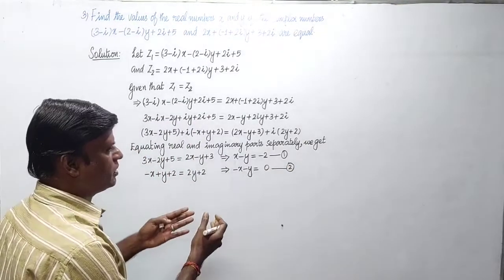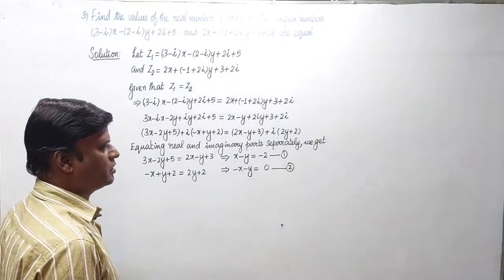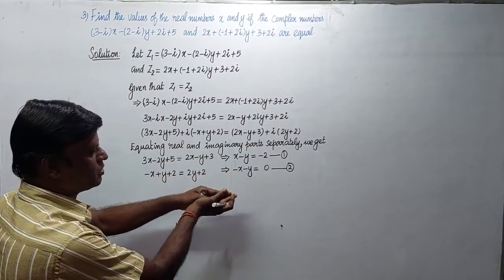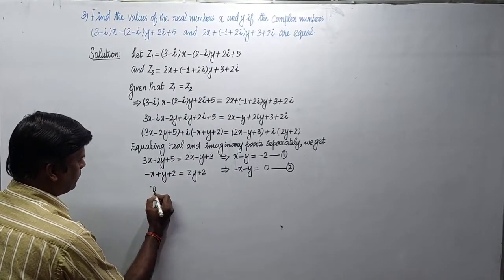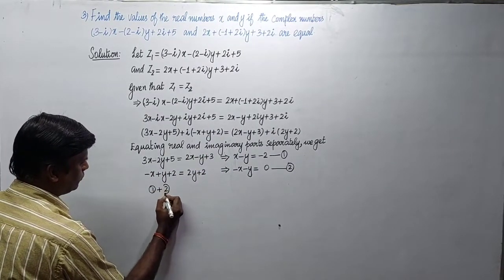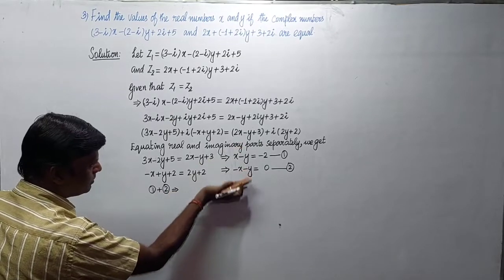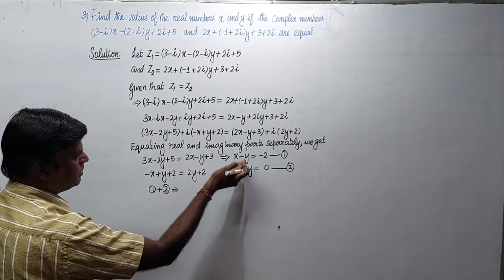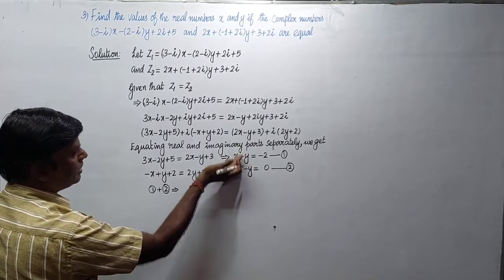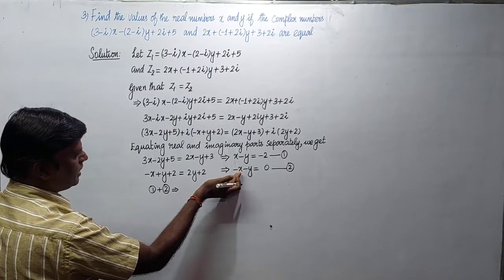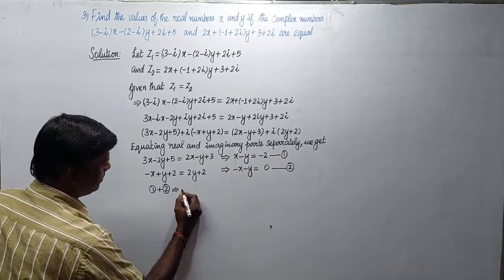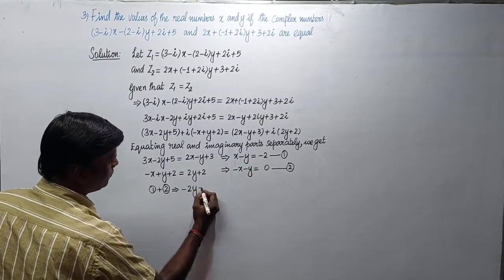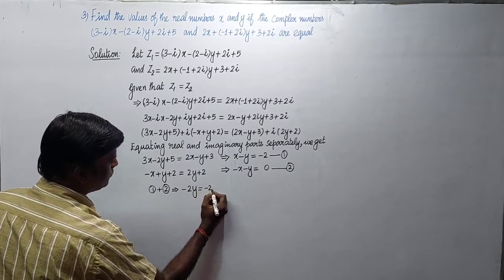So now when we solve the equations 1 and 2, we get the values for x and y. Now I am going to add the equations 1 and 2. So 1 plus 2 gives, add both the equations, x minus x gets cancelled. Minus y minus y we get minus 2y, minus 2 plus 0, we get minus 2.